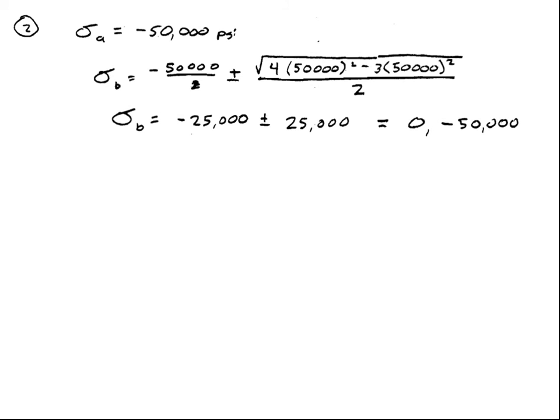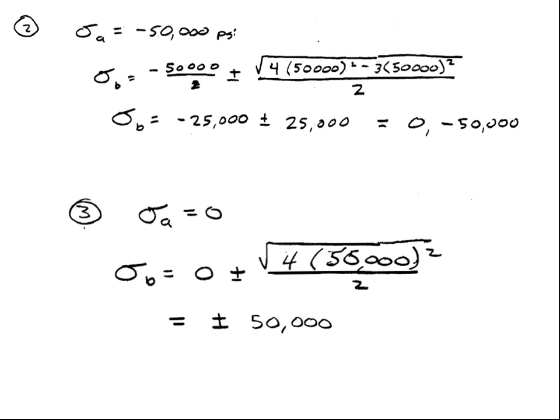Okay, next, let's plot a couple of other points. We're going to let sigma a be minus 50,000 psi. And plugging into the formula, we find that sigma b will either be 0 or minus 50,000 psi when sigma a is minus 50,000 psi. Let sigma a be 0, and we find out that sigma b is plus or minus 50,000 psi.